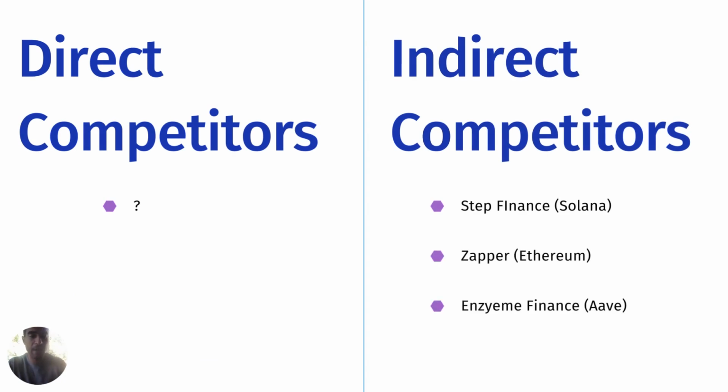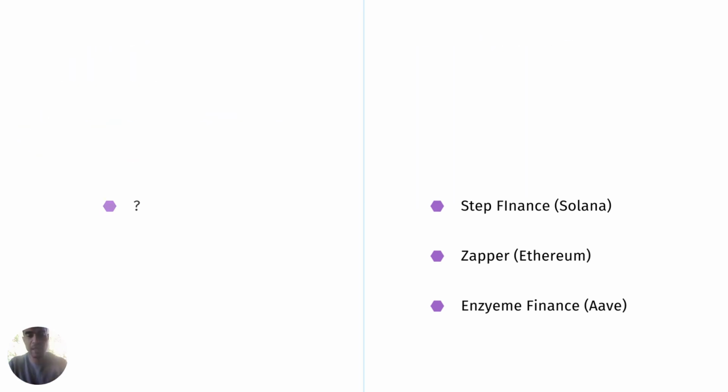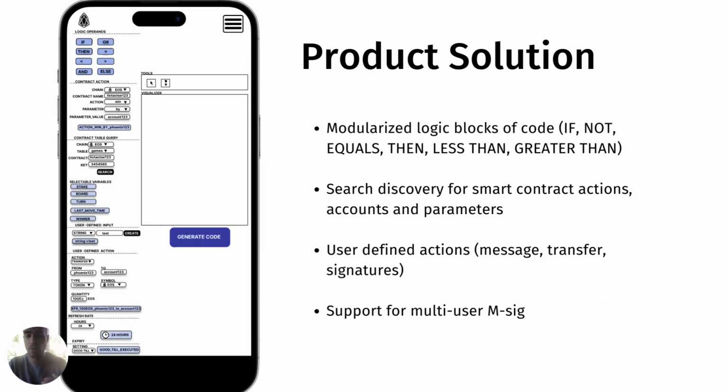So some of the direct competitors, looking more at wallet-based solutions like Step Finance on Solana or Zapper on Ethereum, as well as Ensign Finance. Again, most of these are portals or tools that are integrated within wallets, whereas the application of the solution we're looking at is more of a standalone application.